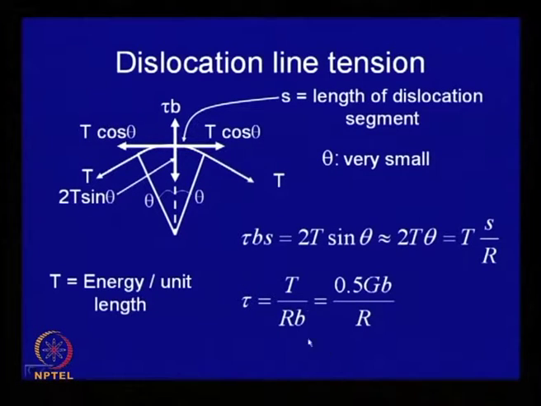So, what you have is approximately tau equal to T over R b, where R is the radius of curvature of the dislocation. This shear stress comes out to be of this magnitude, and we know that line tension for dislocation is approximately equal to 0.5 g b square. So, what we can say is that tau is equal to half g b over R.